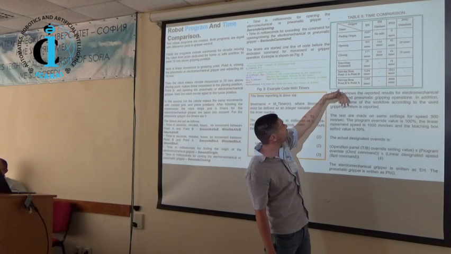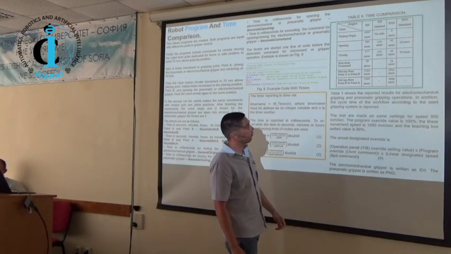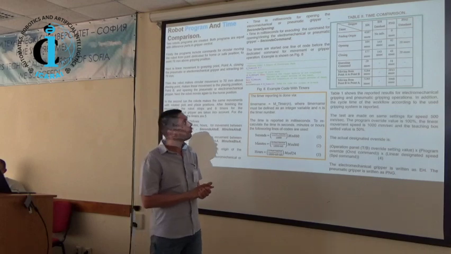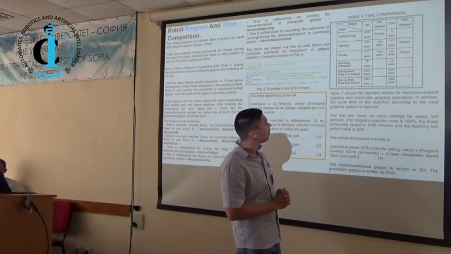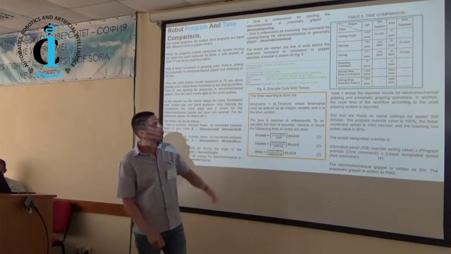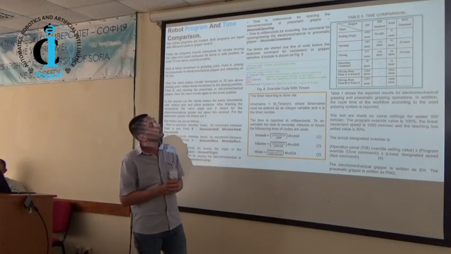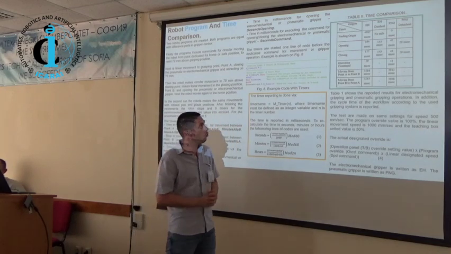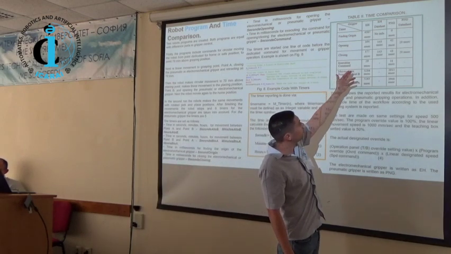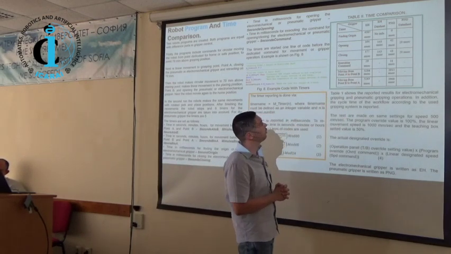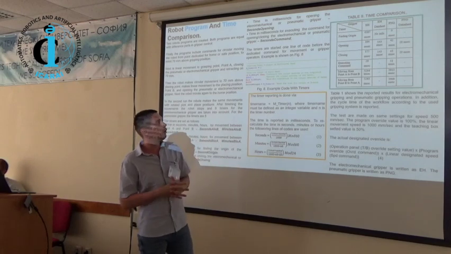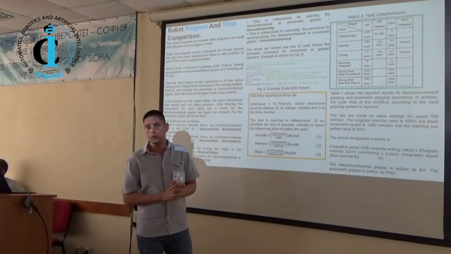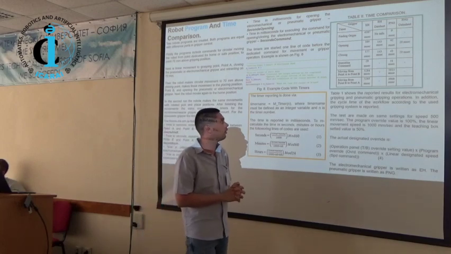Things we measured: first, the finding of origin. As you can see, the finding of origin of the electromechanical gripper is around 4000 milliseconds. For the pneumatic, as I said, you don't have it. For opening and closing, you can see that the opening and the closing of the electromechanical gripper is more than three times slower than the pneumatic gripper.